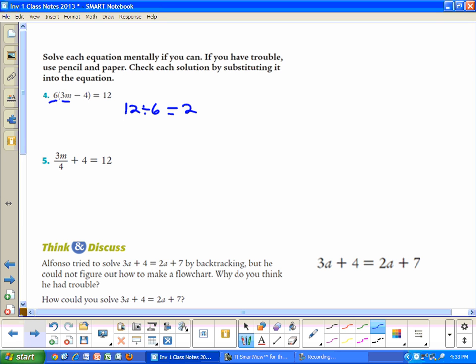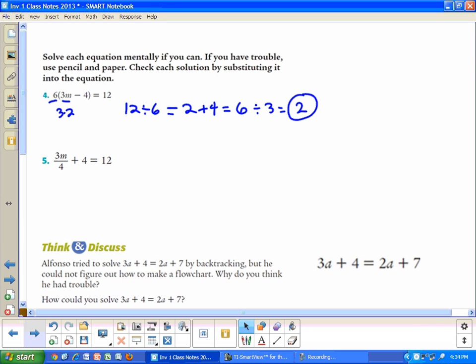And then the next thing in order was subtracting 4, so I would add 4 to 2, and that would give me 6. And then the last thing is multiplied by 3, so I would do the inverse of that, which is divide by 3, and that would give me 2. And so 3 times 2 is 6, minus 4 is 2, times 2 is 12. So you can do a lot of this work mentally, and I wrote it down, but if I was actually doing it, I probably wouldn't write it down.